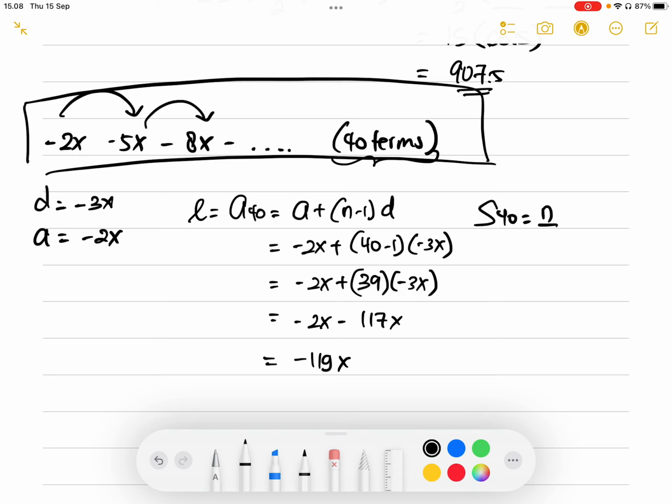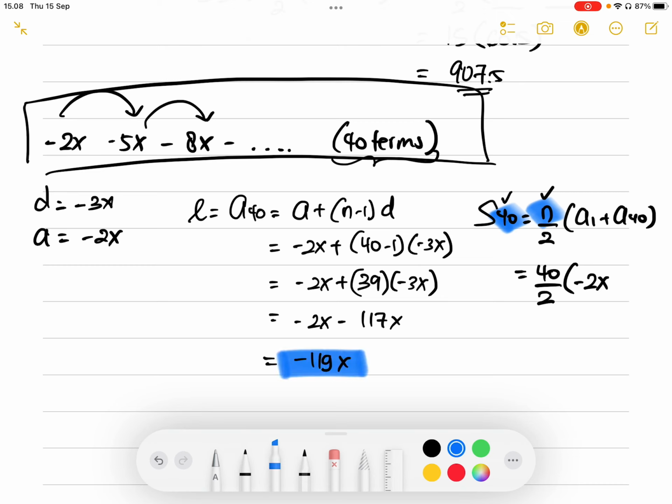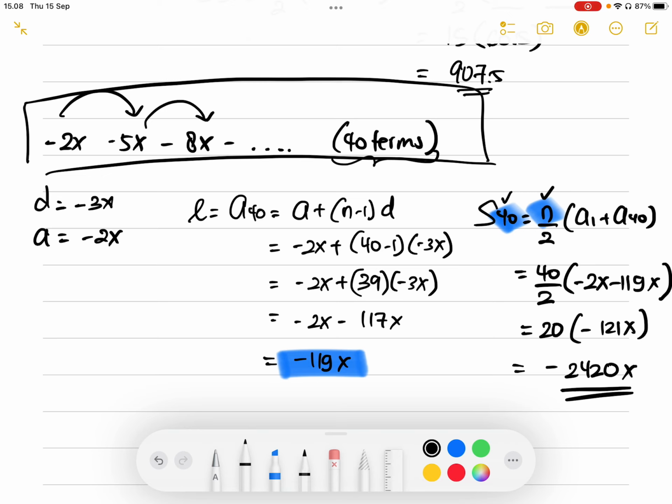So S40 equals n over 2, the first term plus the last term. So there are 40 of them. Okay, this number and this number should synchronize. It's the same because this one is S40, so the n refers to 40. So the A1 is negative 2x plus the last term, the 40th term, which is negative 119x. So 40 divided by 2 is 20, times negative 121x. So the final answer is negative 2420x. This is the answer for the 40 terms of them when you add them all together.